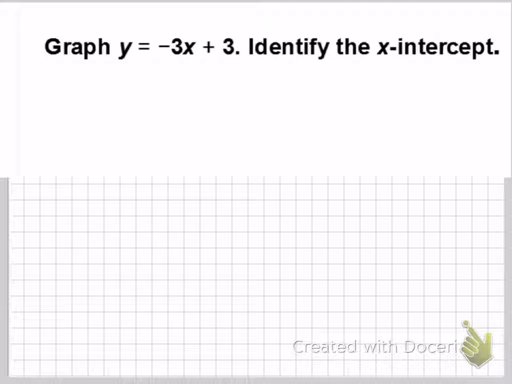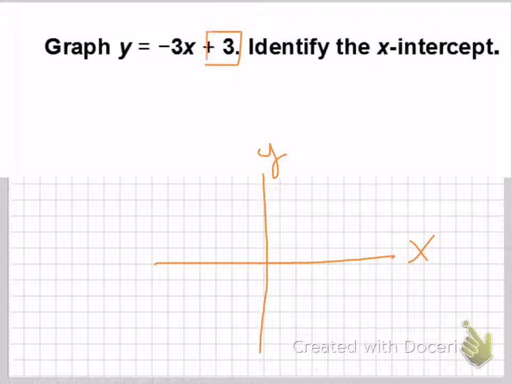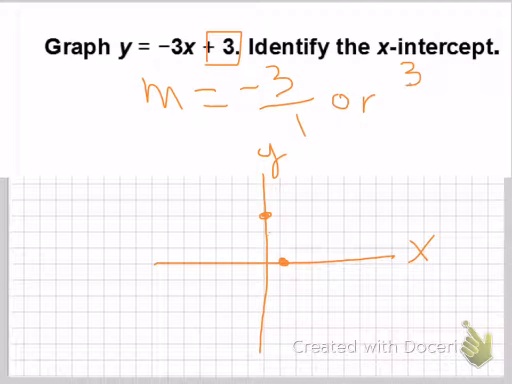Graph y equals -3x plus 3 and identify the x-intercept. So we're going to graph. Here's my x-axis, my y-axis. So I start at +3 on my y-intercept. So 1, 2, 3, that's where I start. My slope is -3 over 1. So that means I go down 3, 1, 2, 3, and then right 1. Or I can go up 3, left 1, and I would still be on my same line.